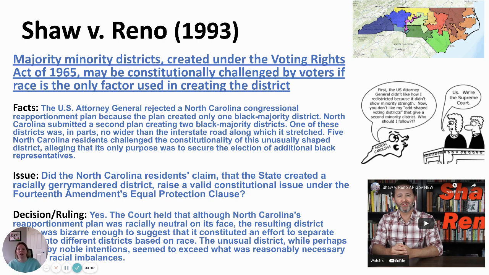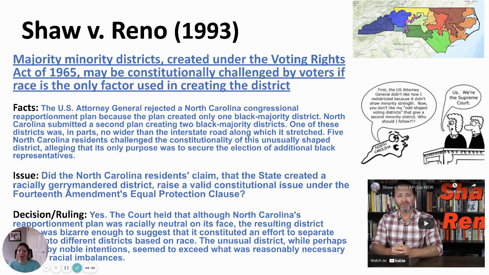But basically, North Carolina had a larger population of African Americans in their state, but yet had no representation. So this was an attempt to create a district that had a majority of Black people in it so that then they could choose either a Black representative or someone that would represent the Black community basically in their interests. So one of these districts was really no wider than an interstate road along which it was stretched. That's the top purple one if you see.